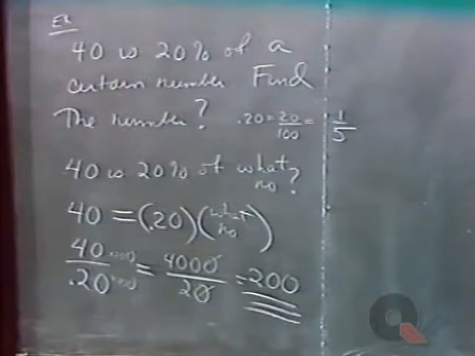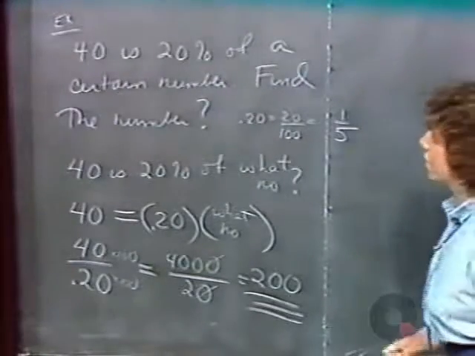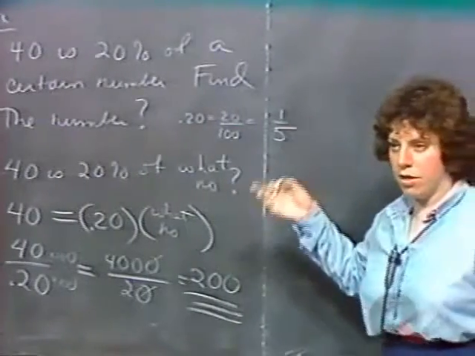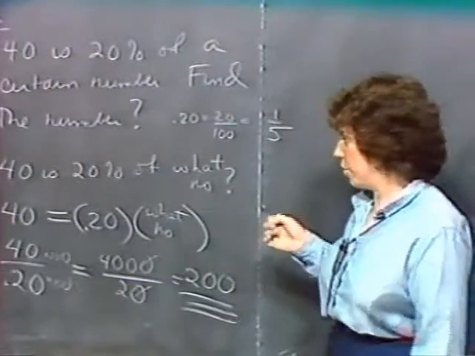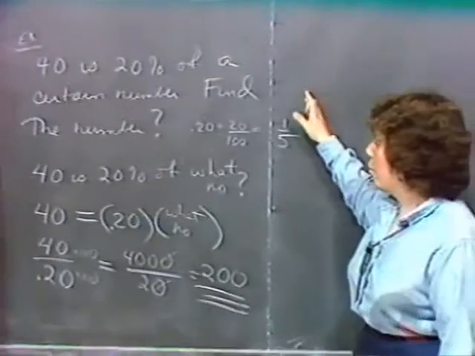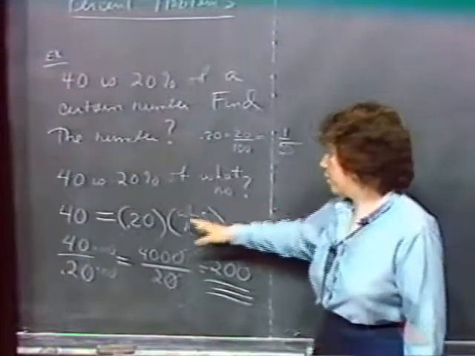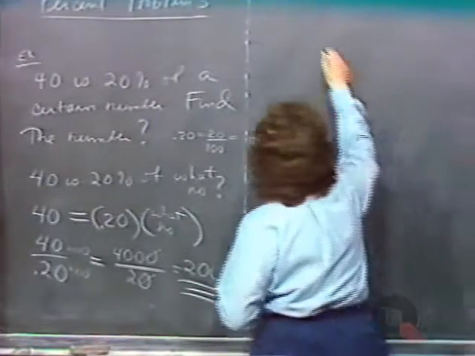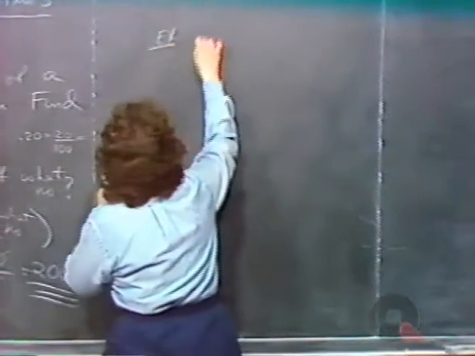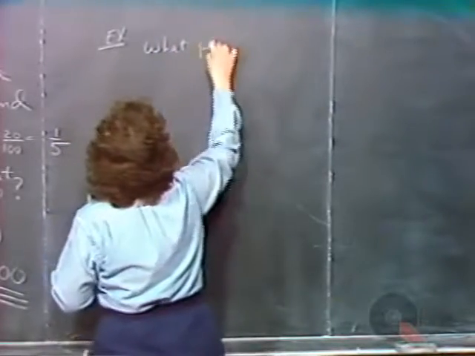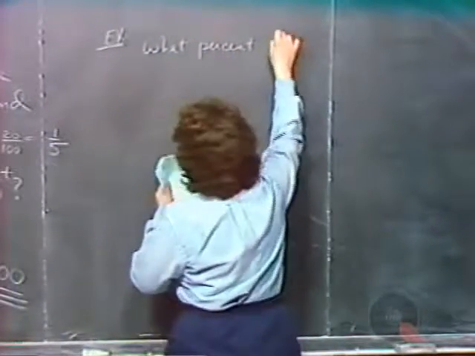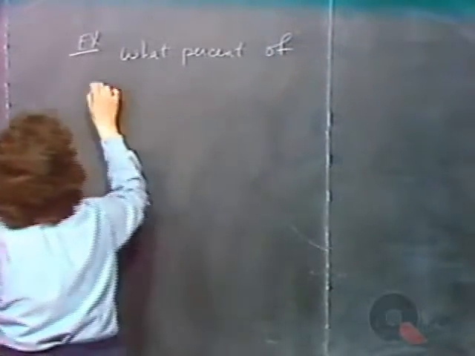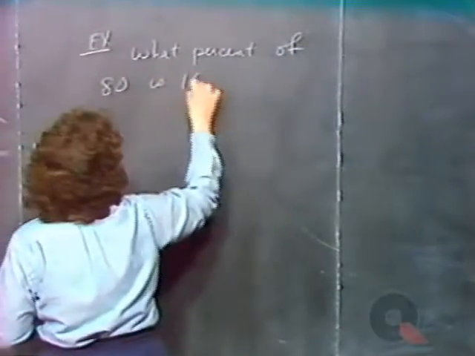Okay, so far we've seen the what appearing in two different ways. What is 15% of 75? Where you do the multiplication and the answer is what you're looking for. Here, 40 is 20% of what number? And you have to do a division. Another possibility is the following. What percent of 80 is 16?